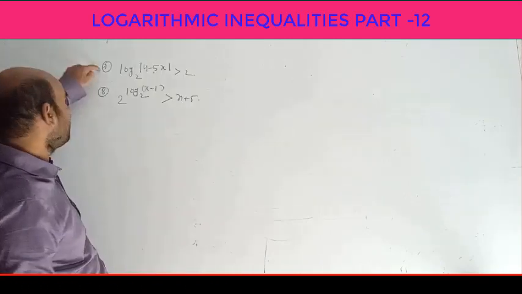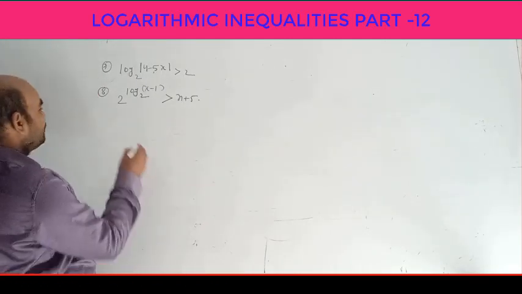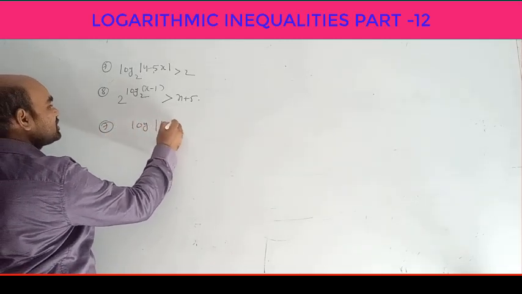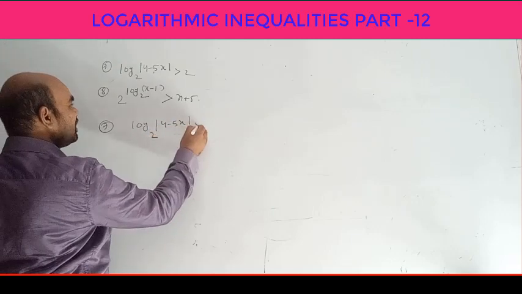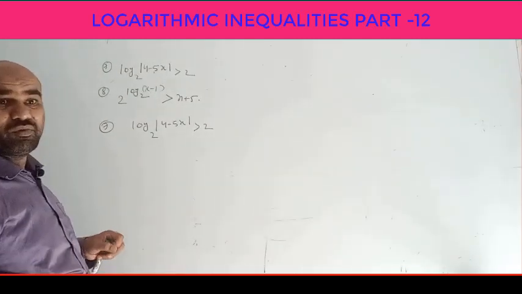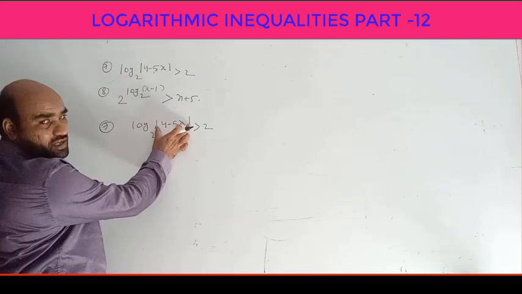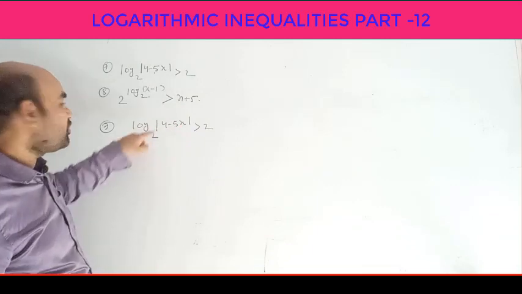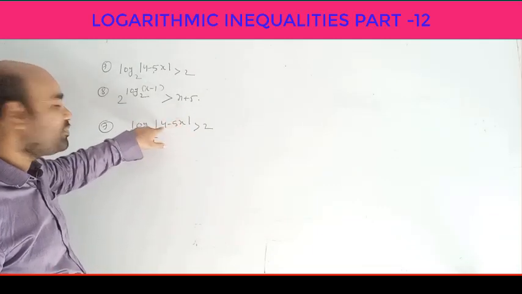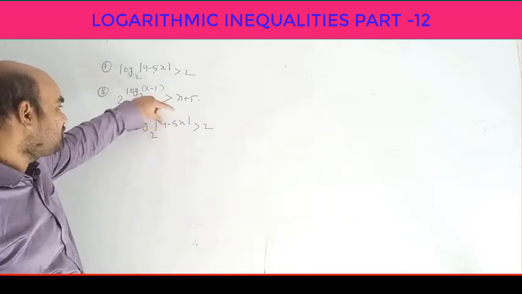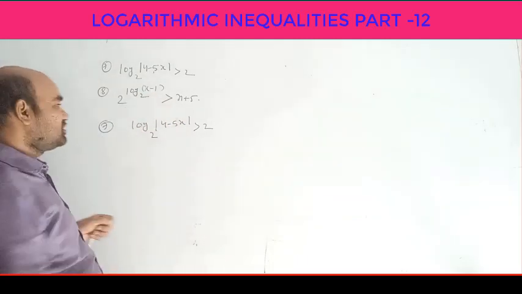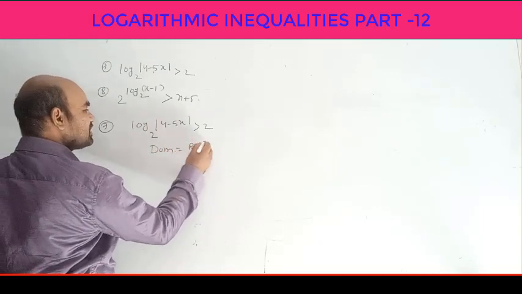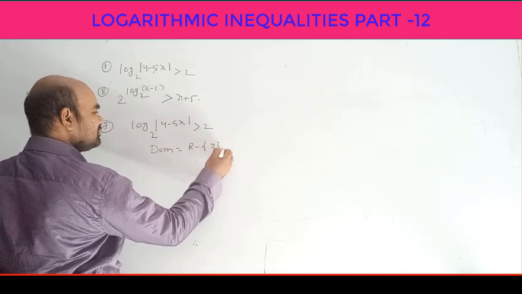Okay students, here two more problems, easy problems only. First, the 7th one I want to solve. Logarithm of mod of 4 minus 5x to the base 2 greater than 2. First of all, we want to find the domain of the problem. So mod is a non-negative real number for any x, but you want a positive real number, which means this value should not be zero. If x is equal to 4 by 5, this is equal to 0, except that, this logarithm is defined. That's why the domain is all real numbers except 4 by 5.